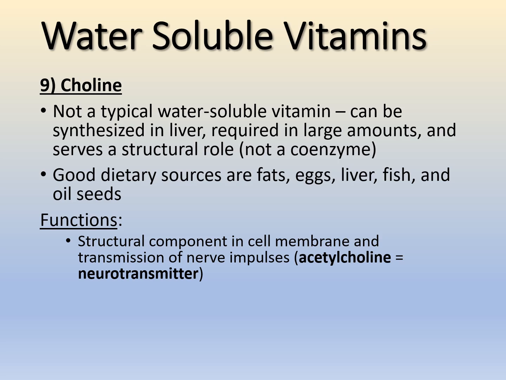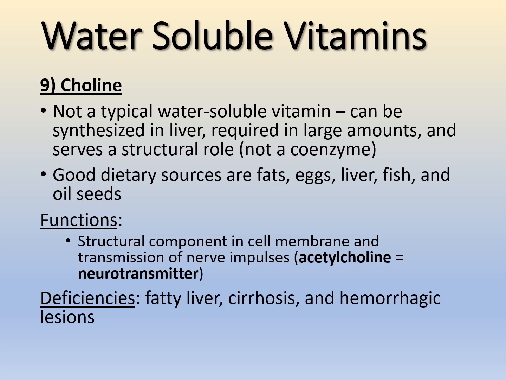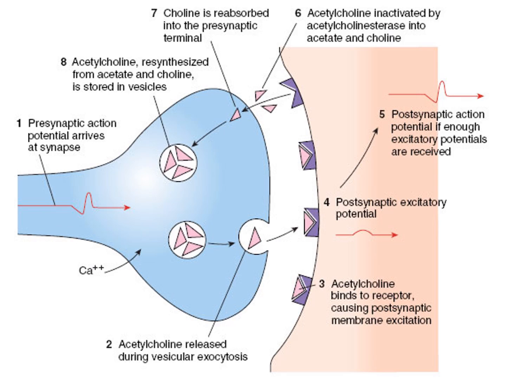So what is its function? Okay, so it has a structural role in the cell membrane, and it's very important in the transmission of nerve impulses. So it's part of a neurotransmitter called acetylcholine. So let's talk about that in a minute. We do see some deficiencies. You can get a fatty liver, cirrhosis, hemorrhagic lesions, so some different deficiencies that we can see with choline, but it's very important for the development of the nervous system as well.